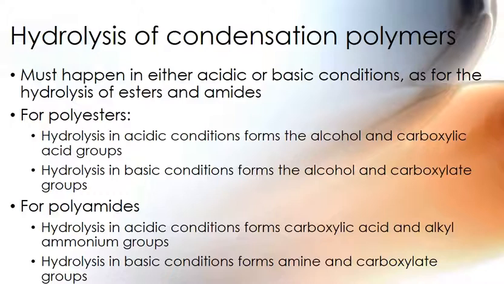Okay, so if you think about esters, if we hydrolyze an ester, we get back a carboxylic acid and an alcohol. It's exactly the same thing with a polyester. In acidic conditions, you get exactly the alcohol and the carboxylic acid, or dialcohol and dicarboxylic acid, whatever it happens to be. In basic conditions, any carboxylic acid groups will become carboxylate anions. So if you've got a dicarboxylic acid, then you end up with a dicarboxylate anion. What does that look like? Just let me show you.